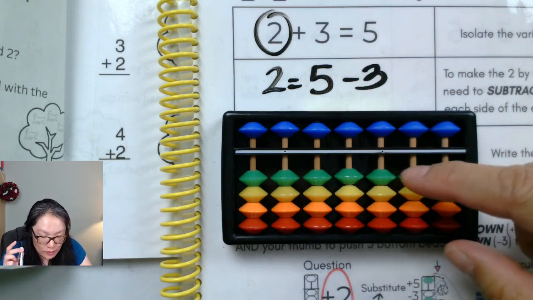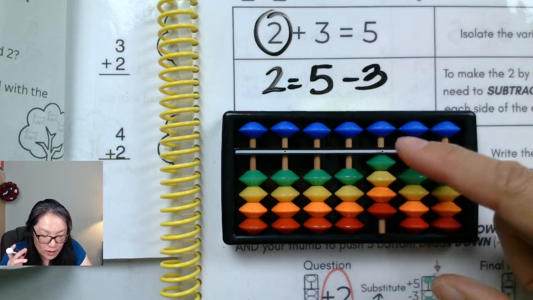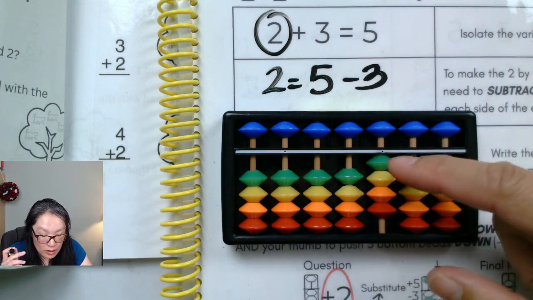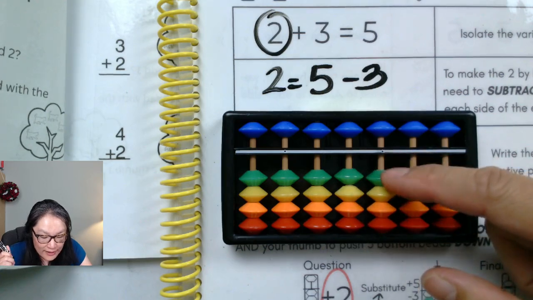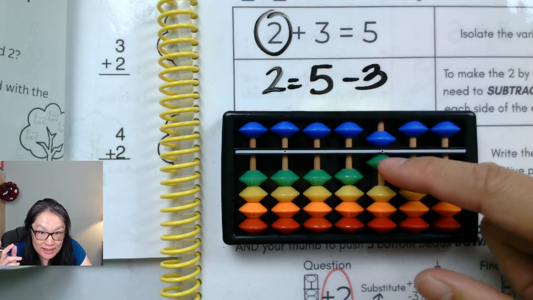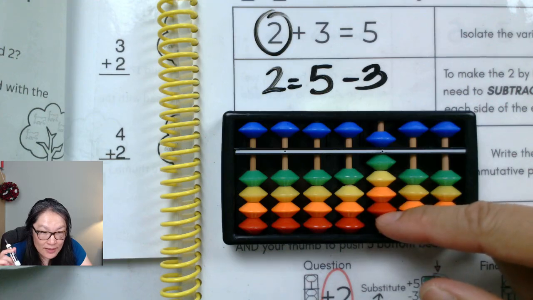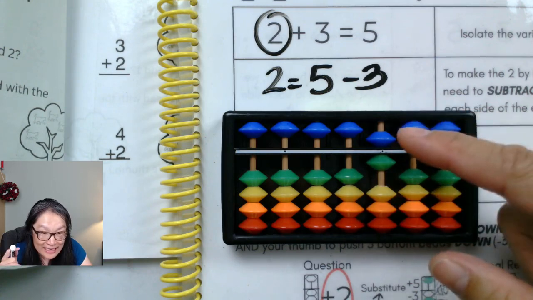So what we're going to do is count 1, 2, 3, 4. These are 4 beads, right? Each bead is a value of 1. When I do 4, the top bead is 5, and then 6, 7, 8, 9. Does that make sense? So we have 9, so that's how we get 9.